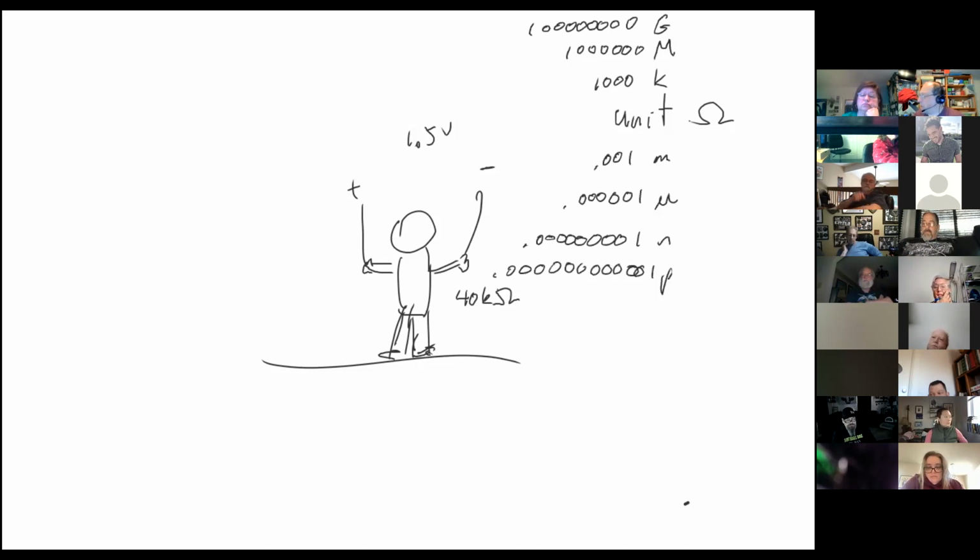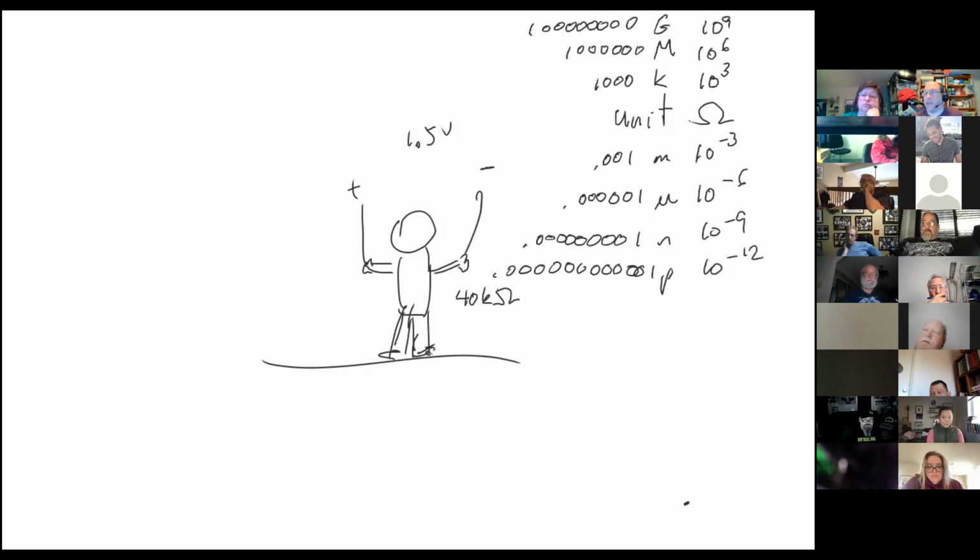0.00000000001, which is pico. Now, if you count zeros, you'll see that this is 10 to the 9th power because it's 10 times 10 times 10 times 10 times 10 times 10, like 9 times. This is 10 to the 3rd power because it's 10 times 10 times 10. This is 10 to the 6th power. By convention, this is 1/10 times 1/10 by 1/10. So this is 10 to the -3 power, 10 to the -6, 10 to the -9, 10 to the -12.